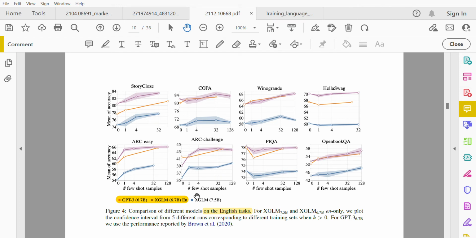What I think is also interesting here is when looking at XGLM, the 7.5 billion parameter model, we're looking at a lower mean accuracy for some of these data sets. This doesn't change all that much in terms of the number of few-shot samples as well, which is notable. You see that with StoryCloze, ARC Easy, but that doesn't give you a clear sense that just because you're using more few-shot samples, you're going to get better performance.